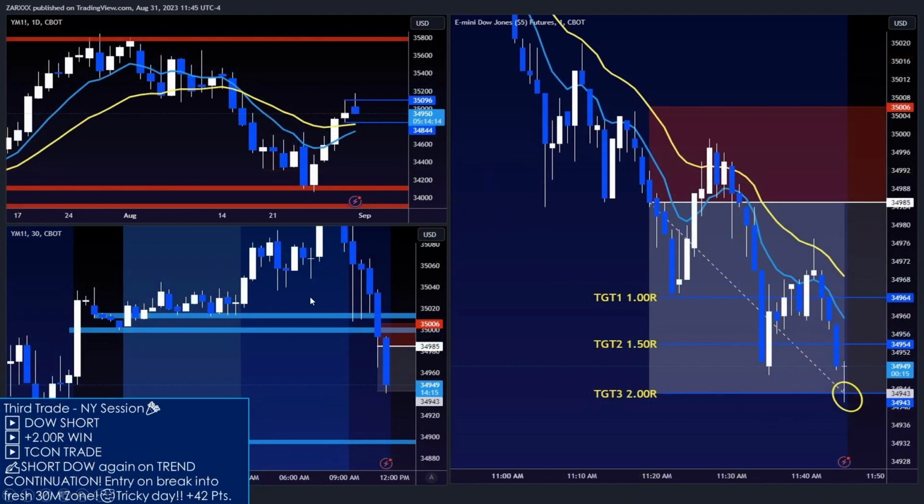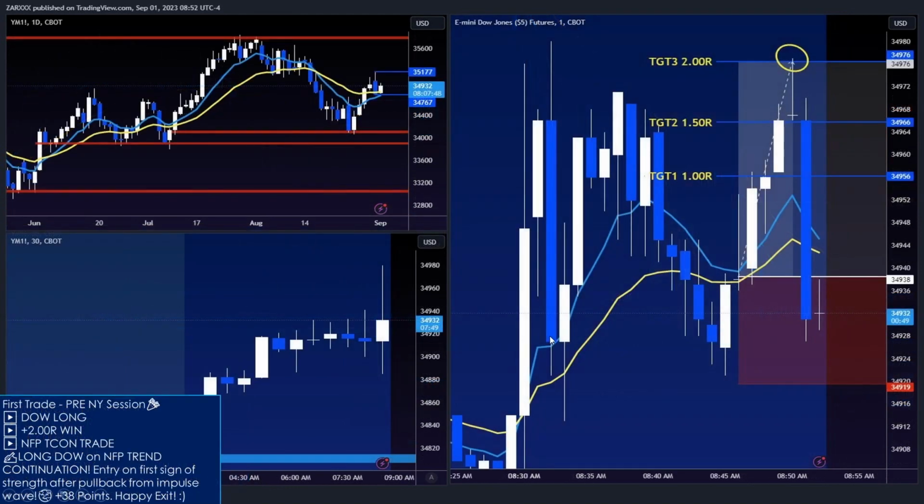Bearish flip on the daily, dropping below. This is a zone break and a trend continuation, breaking zones, and then taking the break of structure here on the 1-minute chart below 2 EMAs. A little bit of pain, and then driving down to the 2R.